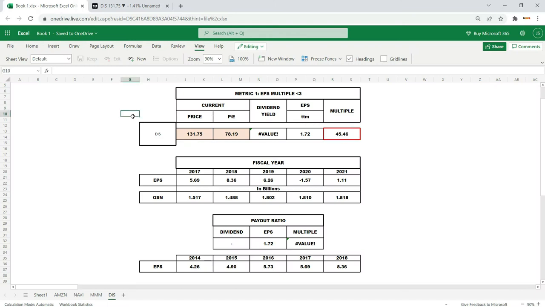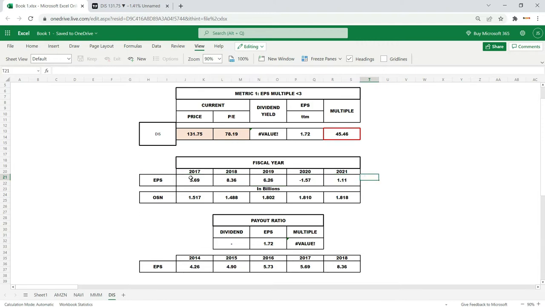First metric, we want an EPS multiple lower than 3. It's 45.46. We get this by dividing the PE by the EPS. This is high at 45.46 because the EPS is very low, which skews the PEs. If you look at the EPS history here, you'll see the EPS declining, which will cause the PEs to go up until the prices stabilize.